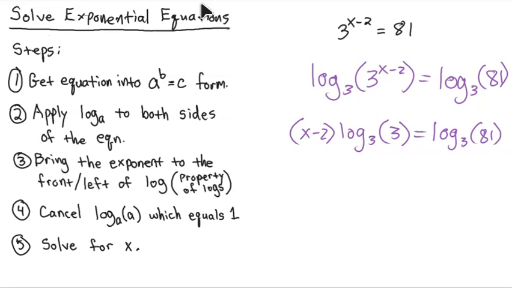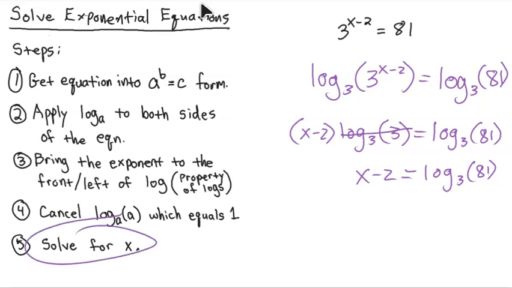And then step 4 says cancel log base a of a. Remember, a in this case is 3. So this is saying cancel log base 3 of 3, and we have that right here. Log base 3 of 3 equals 1, so we can cross it out. All we have left is this x minus 2. So now we have x minus 2 is equal to log base 3 of 81.